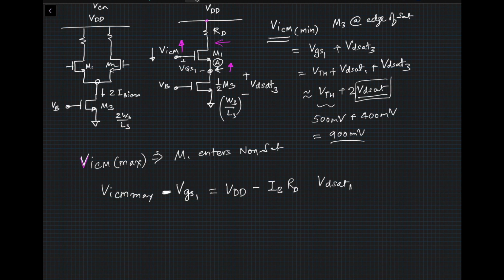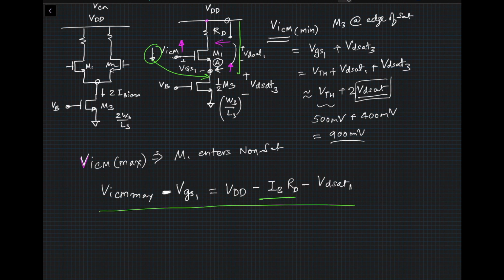This should not be plus, this should be minus. I started from VDD and went down, that would be the IR drop, and from here to here there will be minus VDSat1. We started from VICM and went down, and then we started from VDD and came down. That's what this equation is all about. So VICM max minus VGS1 is equal to VDD minus IR minus VDSat1. You have to convince yourself, go through this equation one more time on your own.